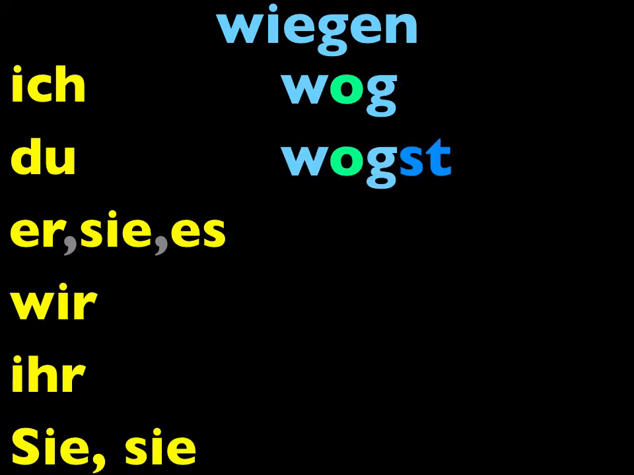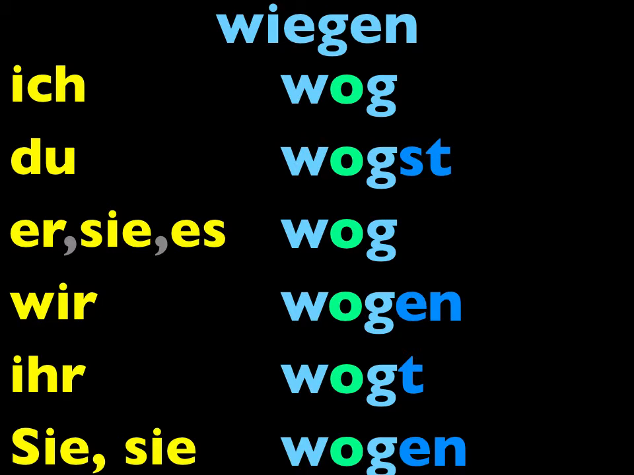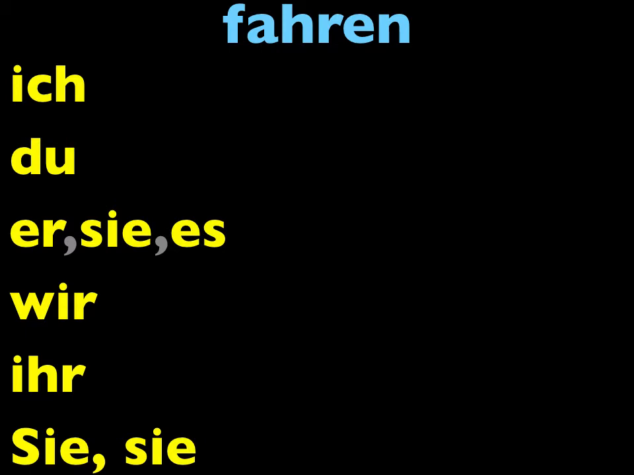In the past tense, it's not irregular in English, but it is in German. Ich wog. Du wogst. Wog. Wir wogen. Ihr wogt. Sie wogen. The next two verbs change the vowel to the letter U in the imperfect. Fahren, to drive. Well, in the past tense in English, drive becomes drove. So we change the vowel, but to an O.